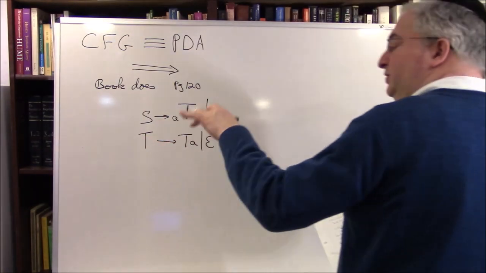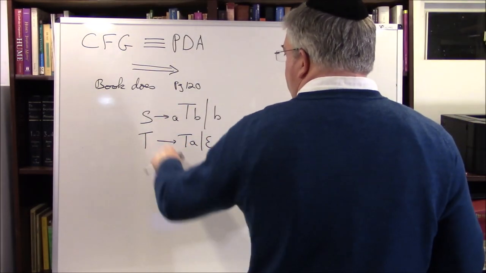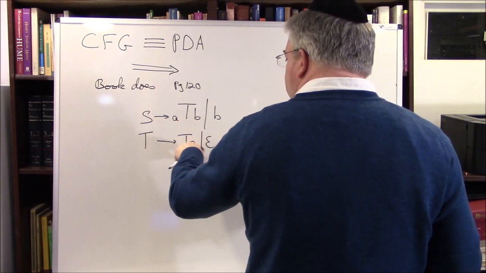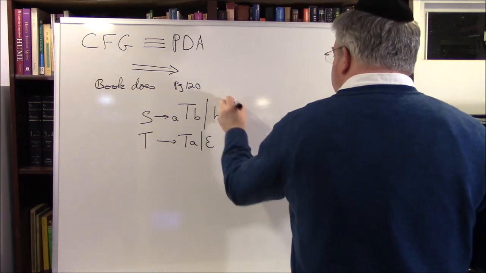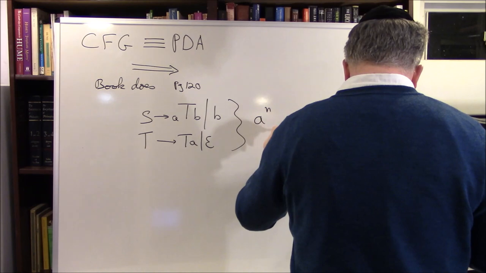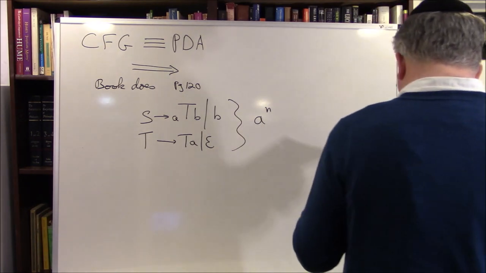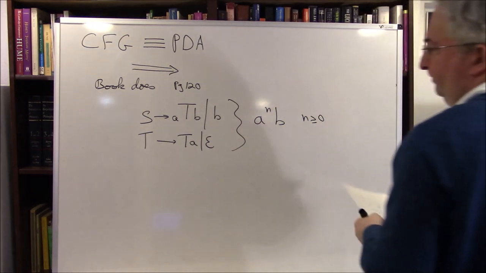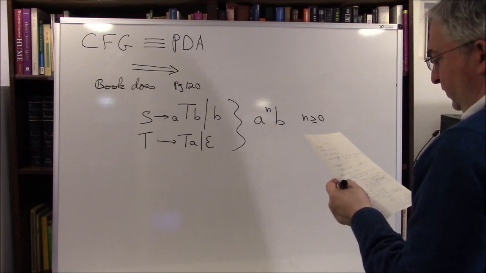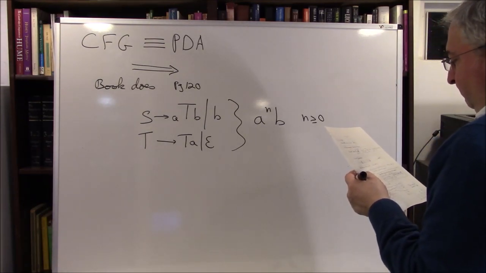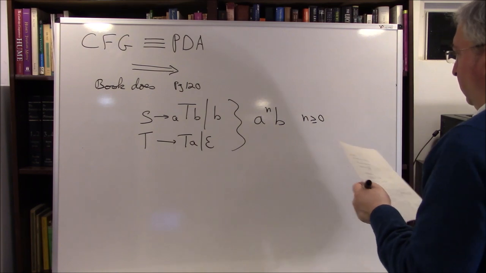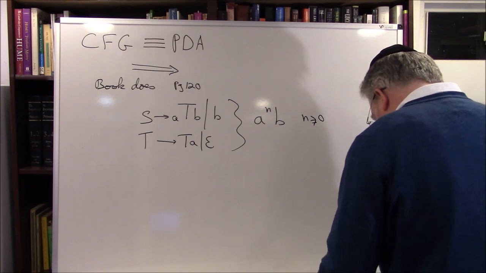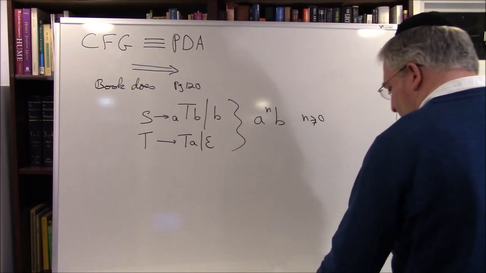Okay, stop the YouTube and see what this language does. Basically, it puts an A and then T and then a B. And then the T's can put any number of A's. So basically, this whole thing is the language A to the N, B, where n is greater than or equal to 0. Is that true? I think it's just equal to 0. No, it's not equal to 0. It's greater than 0. Okay, great.